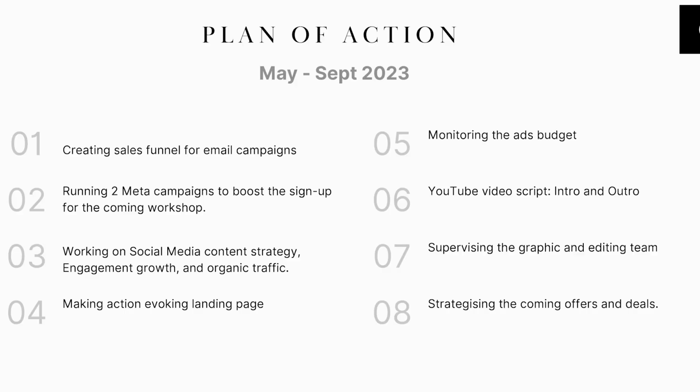Now the fifth point is plan of action. In this, you can write the duration of the project and what will be your agenda, what will be your step-by-step procedure you are going to follow in this particular project. As this was a digital marketing plan for one of the companies, I have written here, I'm going to make the email campaigns, run 2 meta campaigns, work on social media content strategy, help you create an action evoking landing page, advertisement budget, and so on. So you have to mention what will be your step-by-step procedure to help the client get good results.